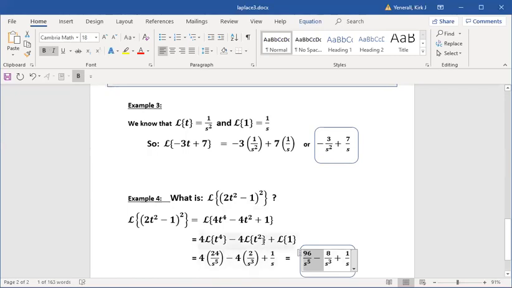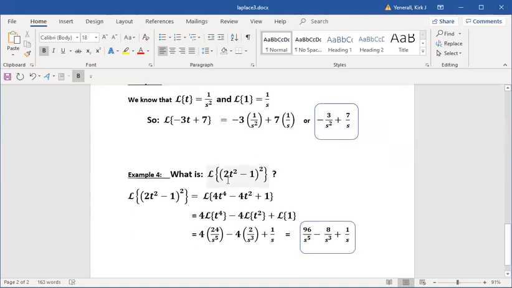Since the Laplace transform for t squared is 2 over s cubed, then our middle term here gives us, when all is said and done, a contribution of minus 8 over s cubed. And of course, the Laplace transform of 1 is 1 over s. So what is the Laplace transform of the square of 2t squared minus 1? After using algebra and using the linearity property of the Laplace transform, we find that it's 96 over s to the fifth minus 8 over s cubed plus 1 over s.